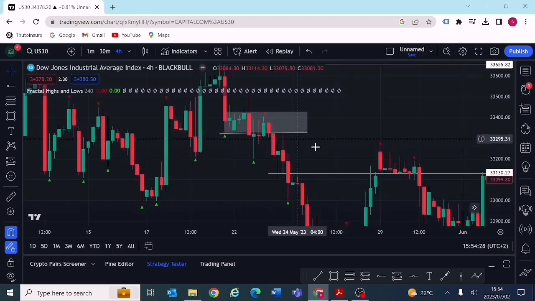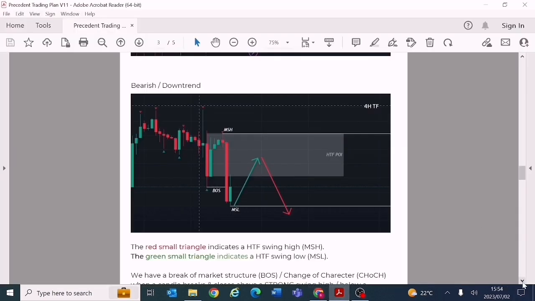It won't always come back to the zone. So that's why sometimes you might find that price doesn't come back to the zone, it breaks structure again. So when it breaks structure again, you rinse and repeat, you just repeat the same process over and over again. I hope it's clear, guys.